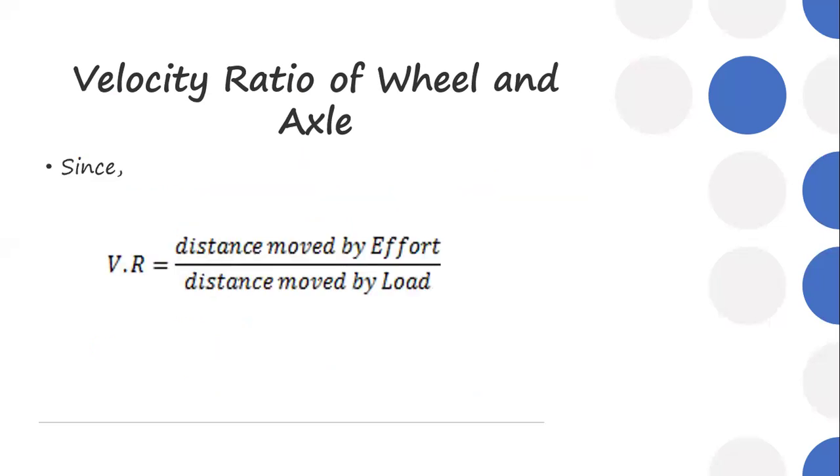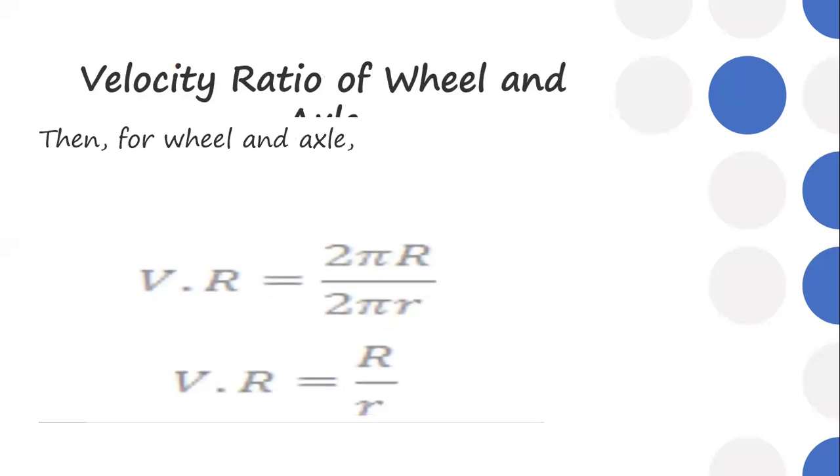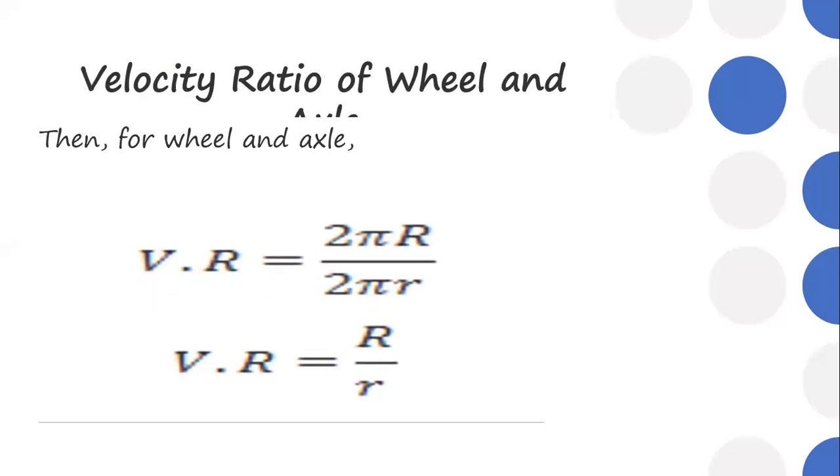Now, since we know that the velocity ratio is equal to distance moved by effort upon distance moved by load, for the wheel and the axle case, the velocity ratio will be equal to 2 pi R over 2 pi r. The capital R is for the wheel, and the small letter r is for the axle. Now, these two will cancel out, so the velocity ratio is simply obtained by taking the radius of the wheel upon the radius of the axle.